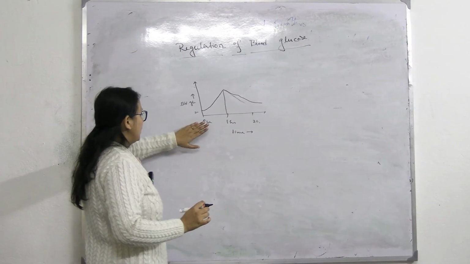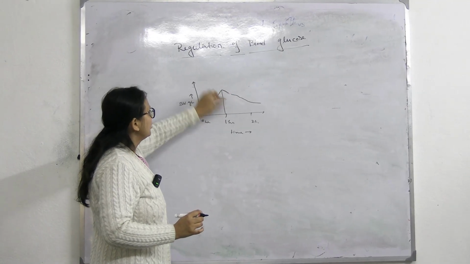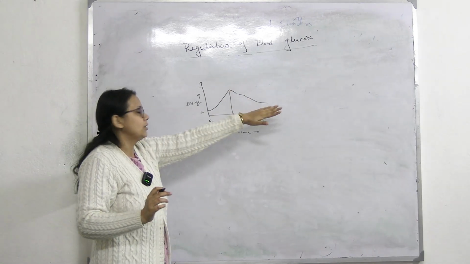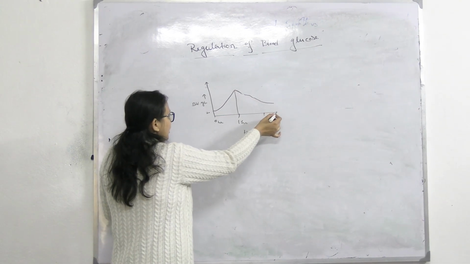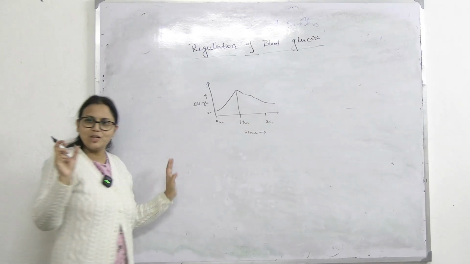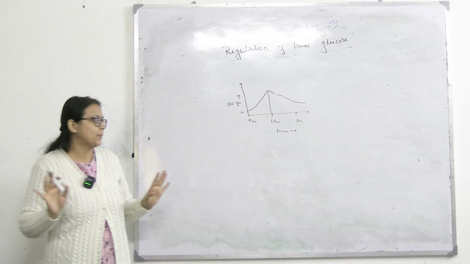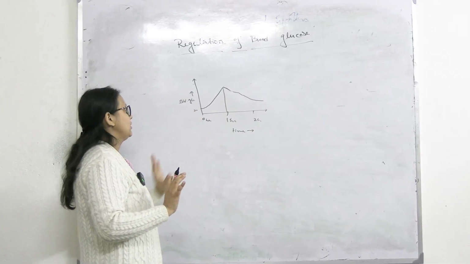So after taking food, after 1 hour, it reaches its maximum level. Then the insulin starts secreting and the value gradually falls. But it will never touch the ground level, because there is a minimum glucose level. Touching ground level means death. So there will be a minimum level, up to 70 or up to 60.